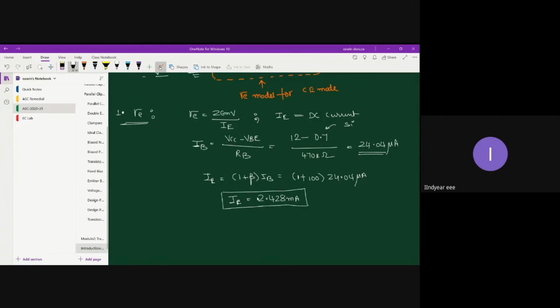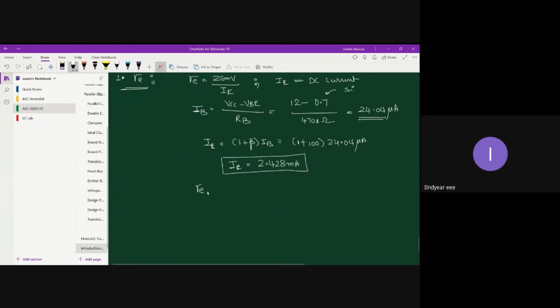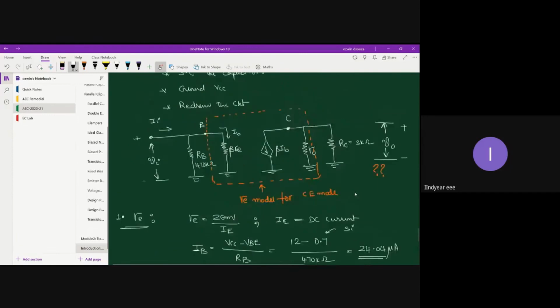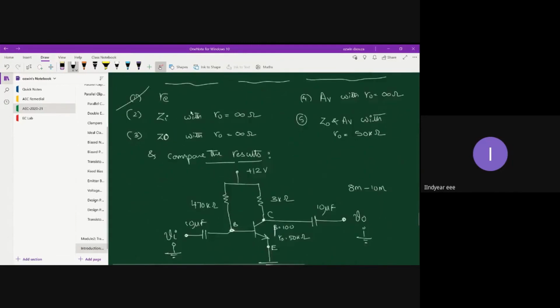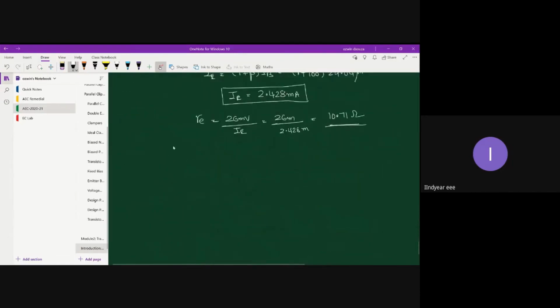Once IE is known, you can find out RE. RE is 26 millivolt divided by IE. That is 26 milli divided by 2.428 milli. That is 10.71 ohms. So that's your RE. Let us cut it off. So RE is found. So this step will fetch you, say, 2 marks.